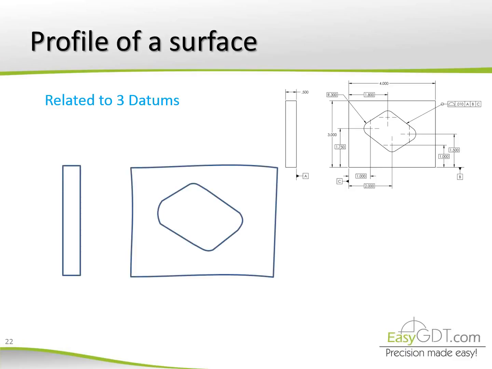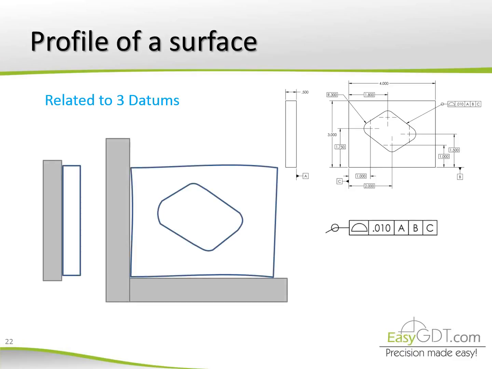Let's first see here. We have a profile tolerance of 10 thousandths against datums A, B, and C. Notice that the circle in the break of the leader, so the tolerance applies all around. And being against 3 datums, the tolerance zone is fully immobilized. All of the points of the feature with tolerance must be within this area.